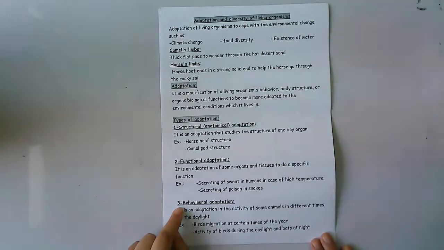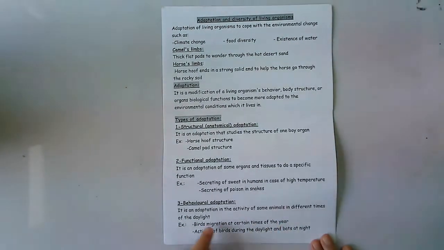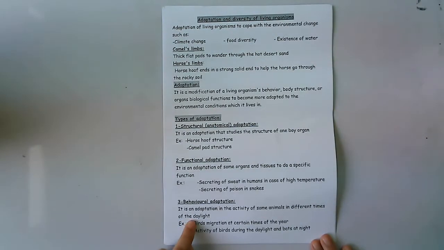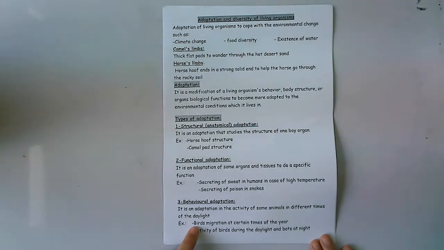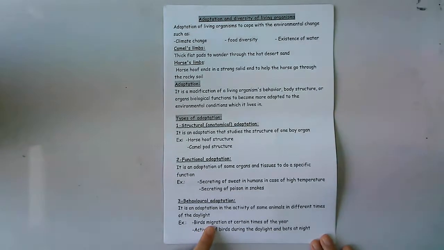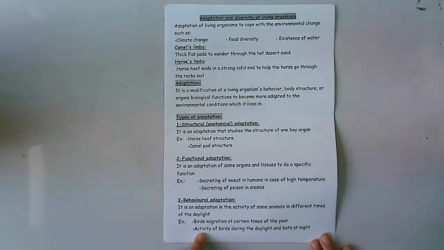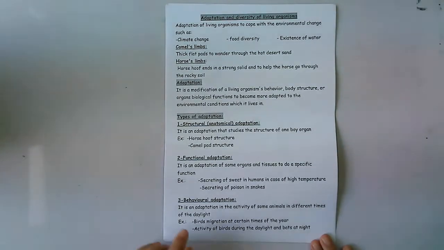Behavioral adaptation. It is adaptation in the activity of some animals at different times of their daily life. It is a modification in the behavior of living organisms at a specific time of day or year. For example, birds' migration occurs at a certain time of the year, and we will study it later. Or the activity of birds during daylight and bats at night.